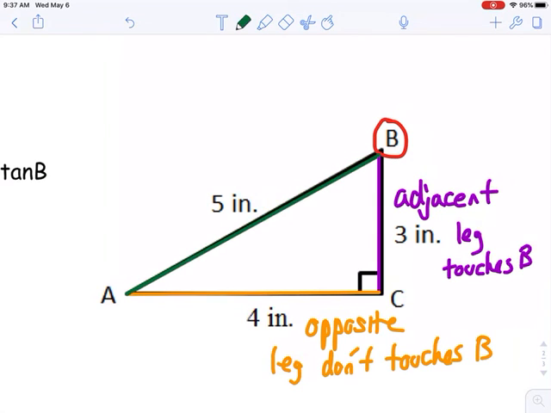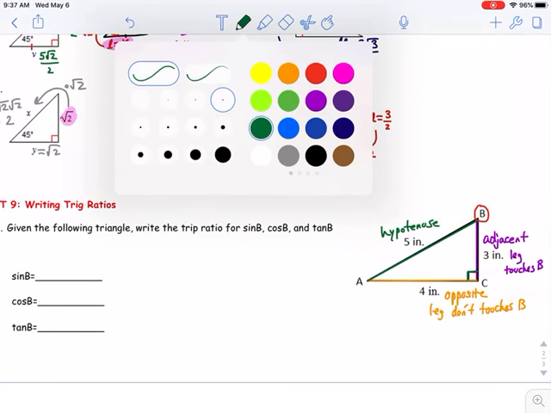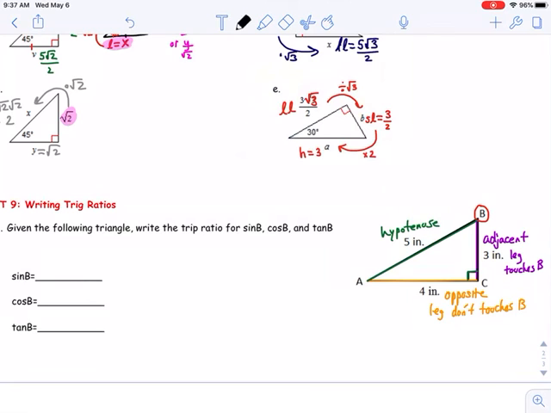And then the hypotenuse, it doesn't matter what angle we're talking about, the hypotenuse is always the hypotenuse. Alright, it does not matter if we're talking about the reference angle A or the reference angle B. Okay. Then we have our good friend SOHCAHTOA.